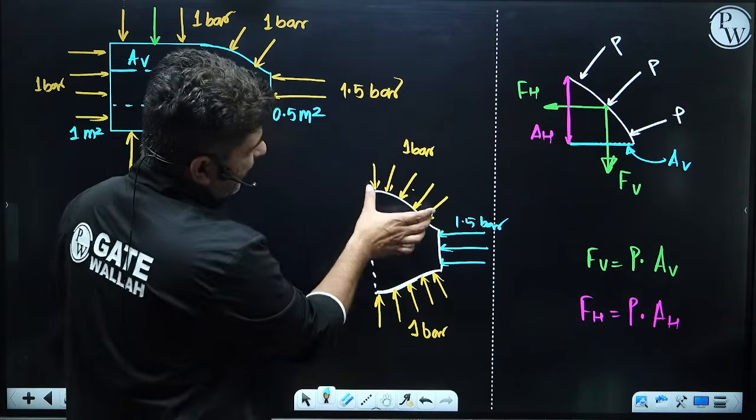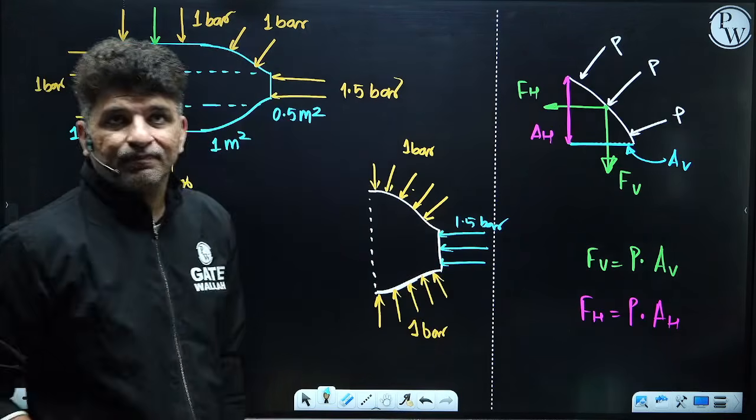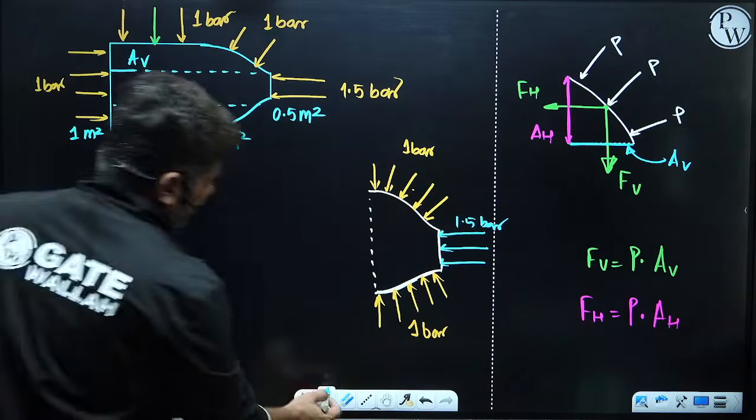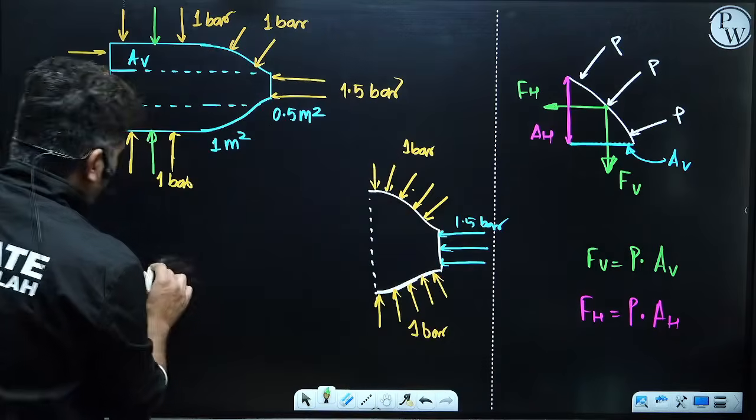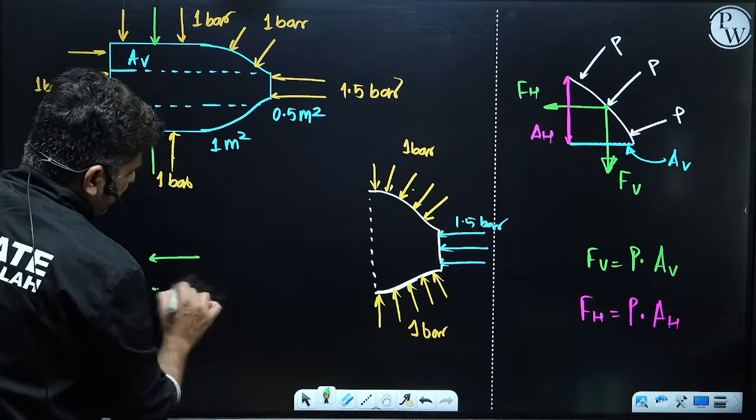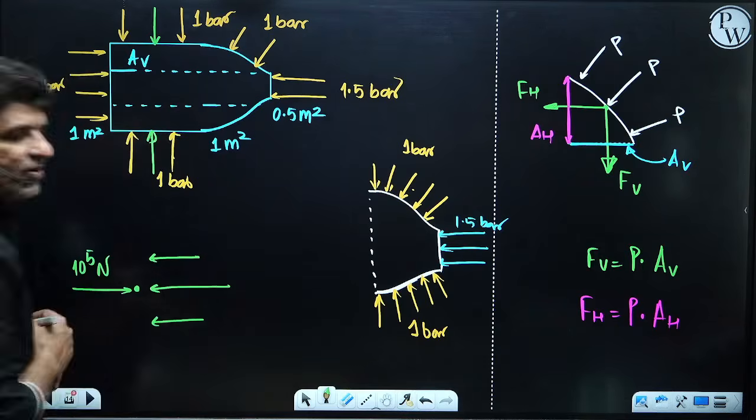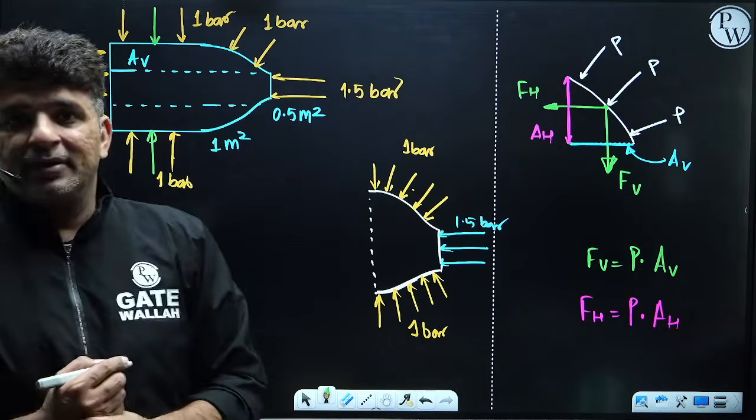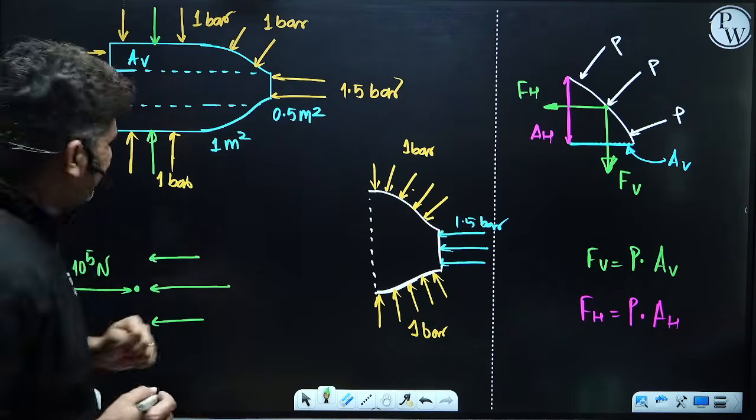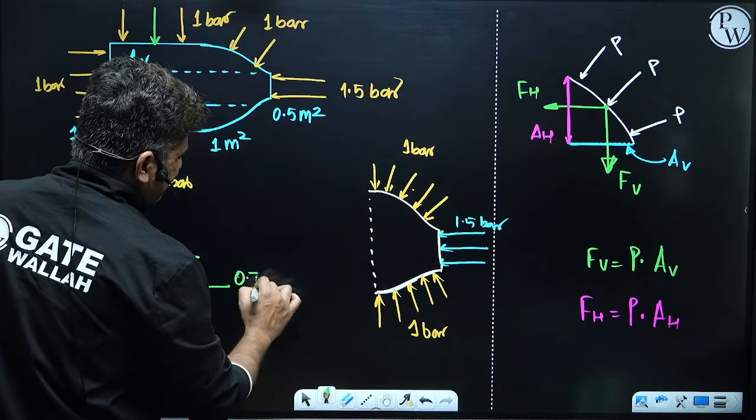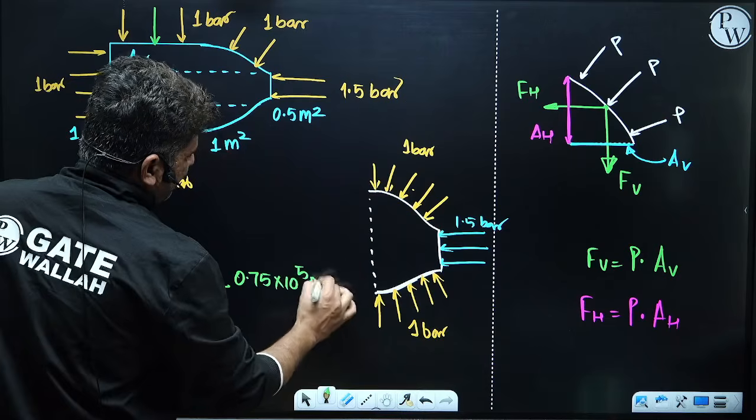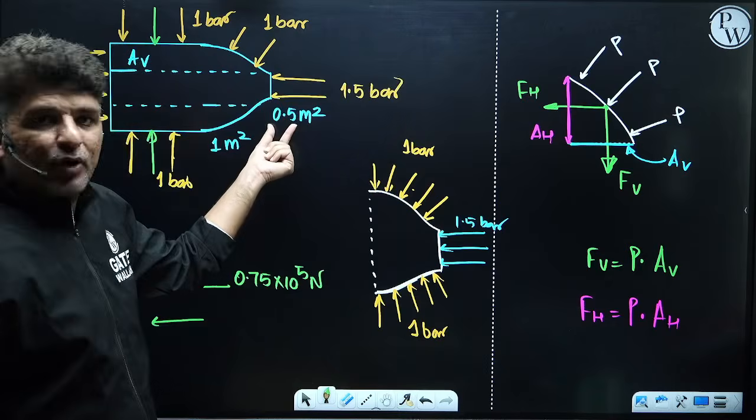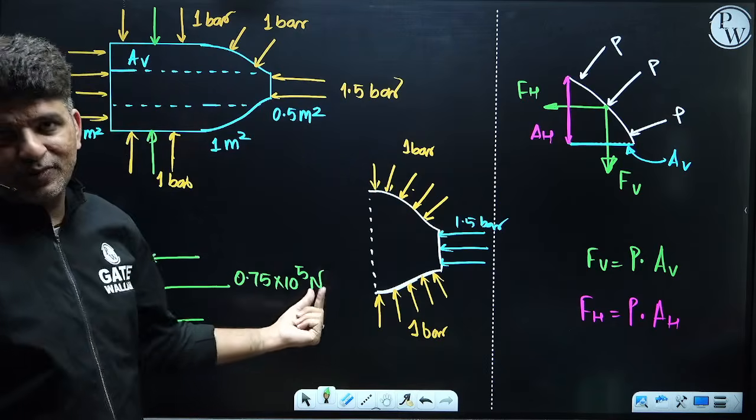The total force contribution will be due to all the three components. On the top component there will be a force, on the middle component there will be a force, and on the bottom component there will be a force. So the force due to 1.5 bar, 1.5 into 10 raised to power 5 into 0.5, 1.5 into 0.5 is 0.75. That is 0.75 into 10 raised to power 5 Newton.